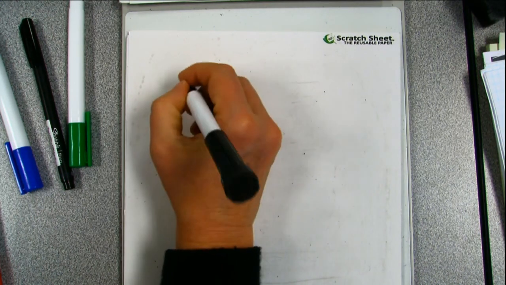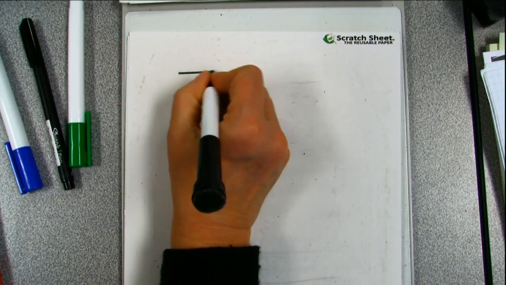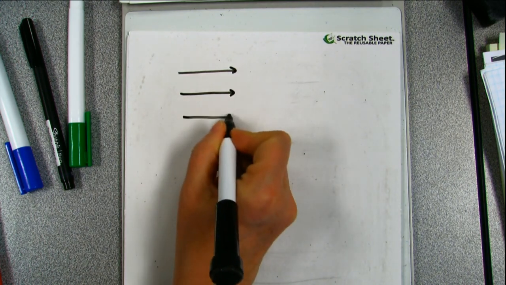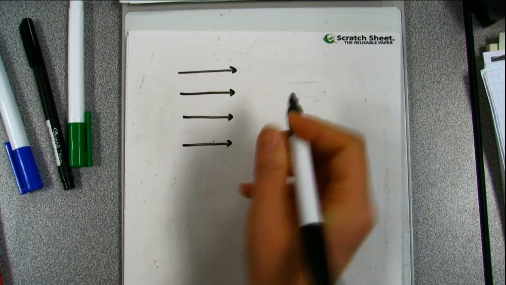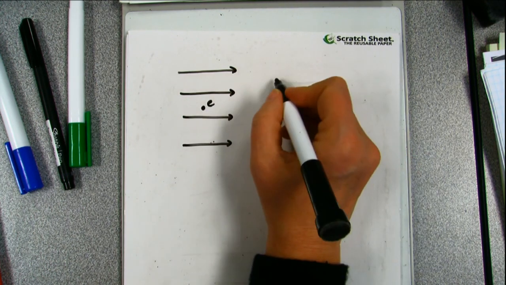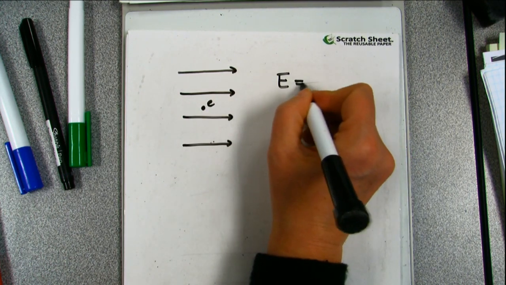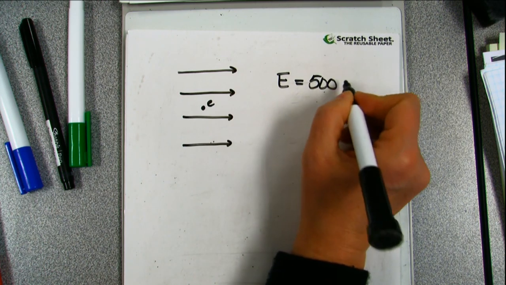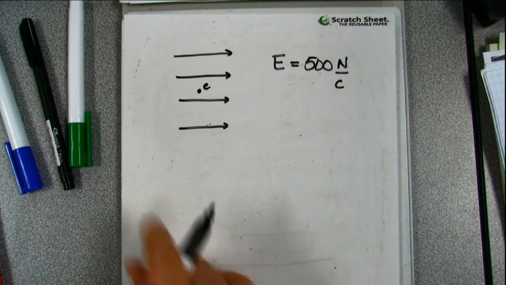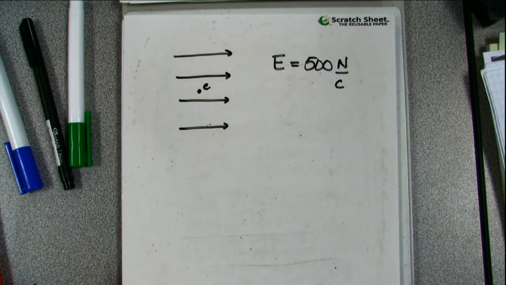All right. So I'm going to be given a constant electric field, and I've got a little electron in here. My electric field has a magnitude of 500 newtons per coulomb. We put an electron in there.